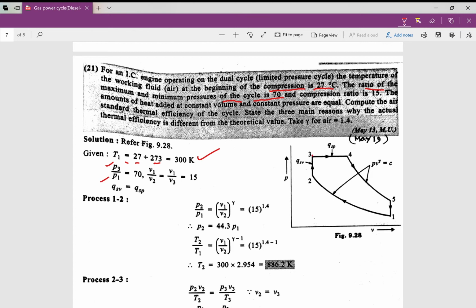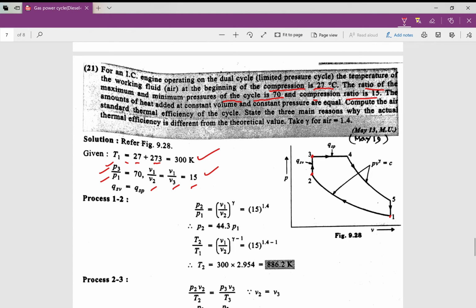This is process 2-3, in which heat is supplied at constant volume. So P3 is the maximum value and P1 is the minimum one. So this ratio P3 upon P1 is given as 70. And the compression ratio in the numerical is given as 15. So compression ratio r is 15, that is V1 upon V2. V2 we already know is equal to V3, so V2 equal to V3 is written over here. Now, what is to be calculated?